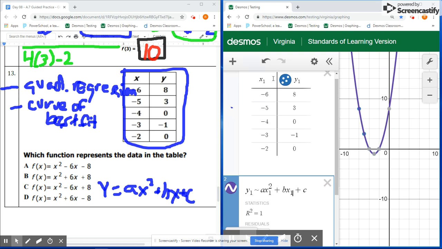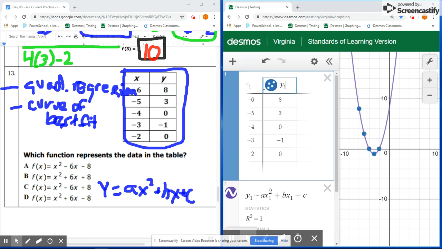Okay, and the reason is because if you look at our table, we don't just have x and y, we have x1 and y1. So instead of just putting a y, we need to put y1, and instead of just putting an x here, or an x squared, we need x1 squared, or x1. Okay, so that's a little tricky, but if you remember this, it is in your notes, it will help you a lot, and there should be no reason for you to get this question wrong.